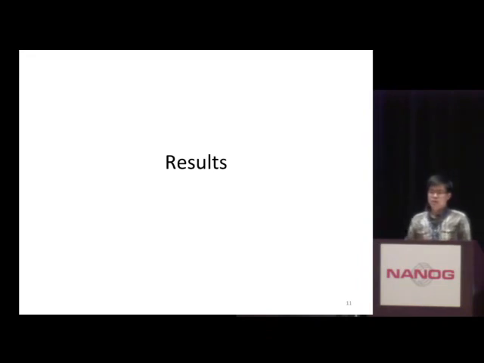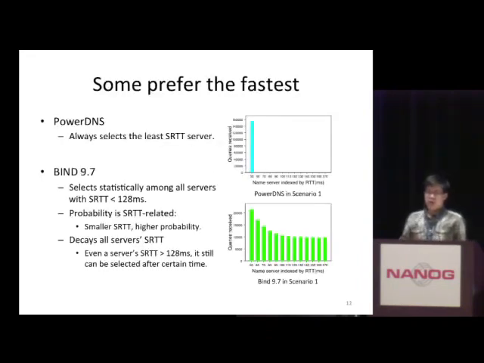So now let's look at our measurement result. And we did find some caching resolvers that prefer the fastest name server. So here is the measurement result in the first scenario. As you can see, in the graph on the right, we list the name servers along the x-axis according to their round-trip time. So the first name server has the least round-trip time, and the last one has the longest round-trip time. And the y-axis is the queries that were sent to each name server.